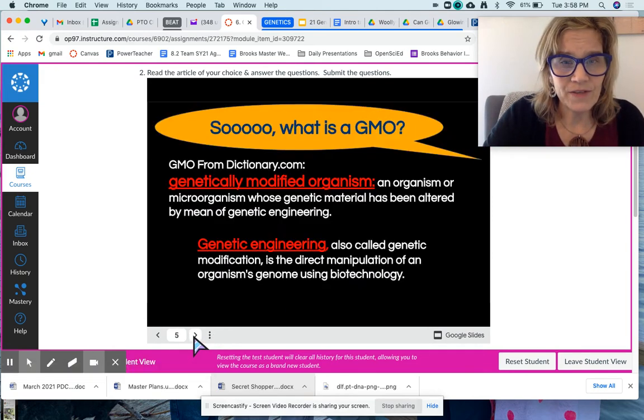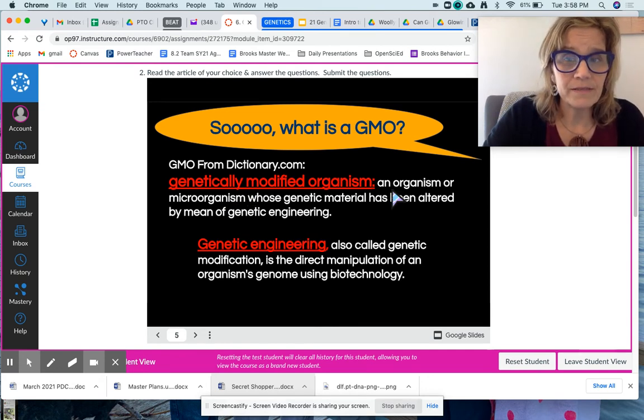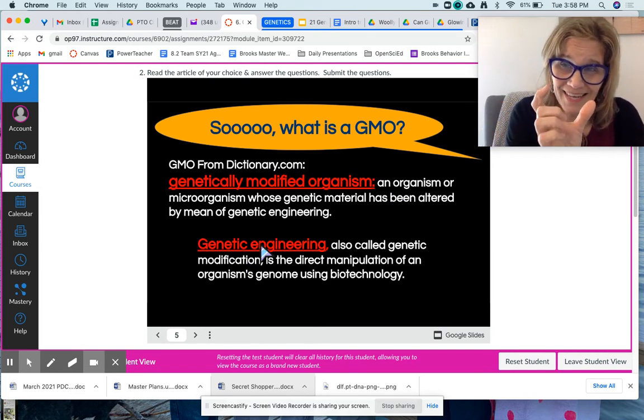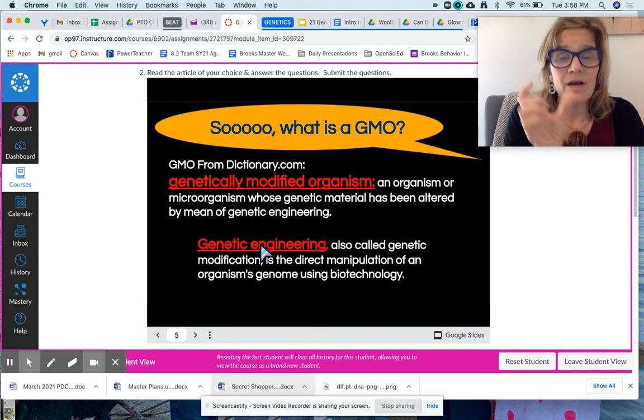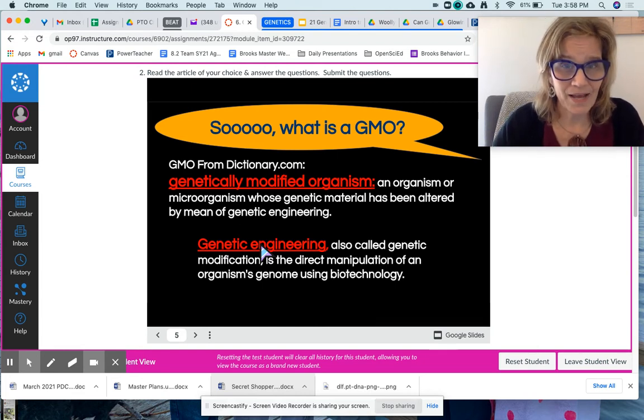So after you watch that video, here is a definition of what a genetically modified organism is. It's an organism that has had a little bit of its DNA altered through biotechnology. And the technique that is used now is called CRISPR. And there is a video later on CRISPR as well.